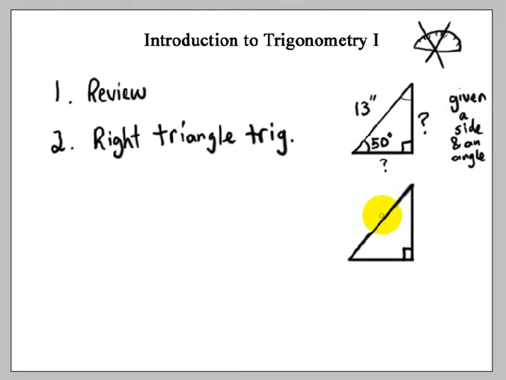What is the other kind of situation? Well, the other situation is if you're given two sides as numbers. That's what I mean when I say given. So if you're given two sides, maybe this is 13 inches again, whatever, and this side here is, I don't know, 6 inches. I could ask you, what is this angle? Here I'm asking to find sides, right? Here I'm asking to find an angle.